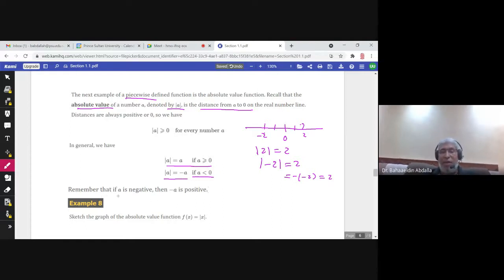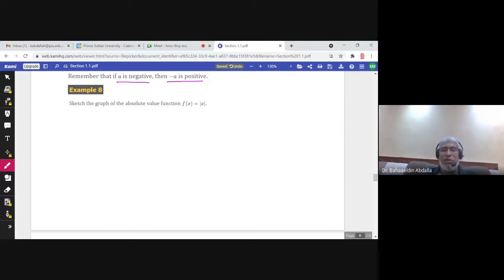And remember, a is negative, so negative a is positive, and the absolute value is always positive. So the absolute value of a is always greater than or equal to 0. Sketch the graph of the absolute value function. Well, the definition of the absolute value is either x if x is positive, and negative x if x is negative. So that's the definition of the absolute value function.